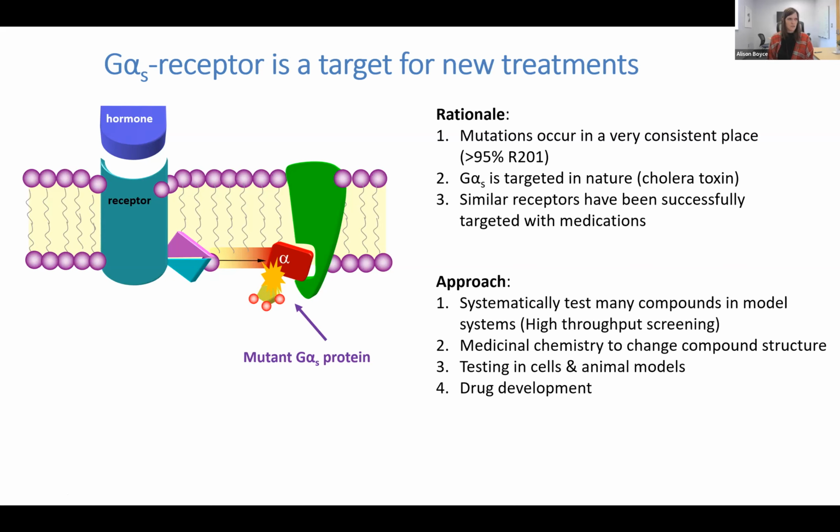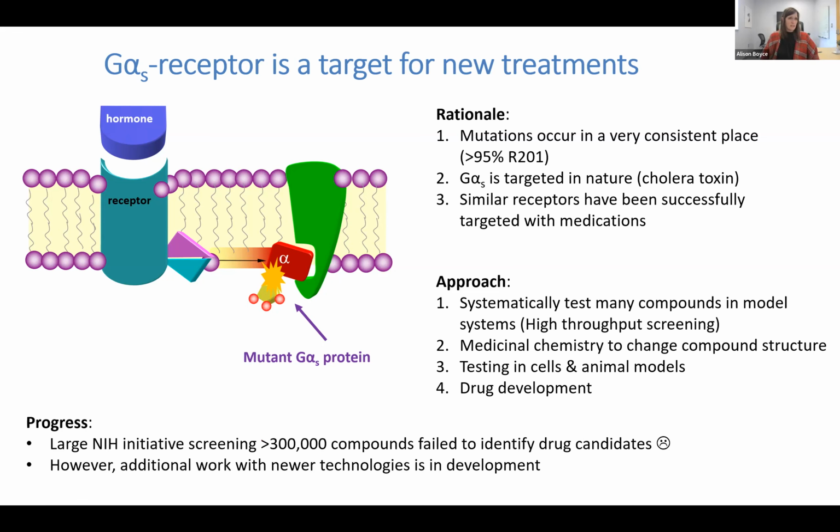So there's a lot of different ways you can come about developing a drug this way, but the overall approach that most people would use would be to take a lot of different compounds and test them in model systems. So we have cells that have the G-alpha-S mutation. We have animals that have the G-alpha-S mutation. If you take a large number of compounds and screen them across these models and look and see if they're having any impact, then when we identify compounds that might be effective, we can go and use medicinal chemistry to look at their structure and see, is this a compound that has any prayer of being turned into a drug? You can then take that altered compound and test it further in cells and animal models, and then that can ultimately lead to drug development.